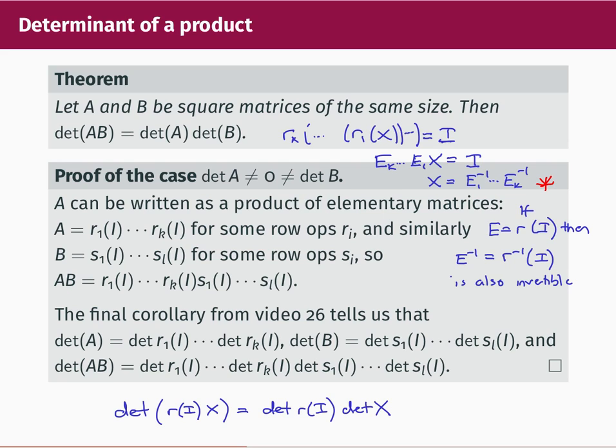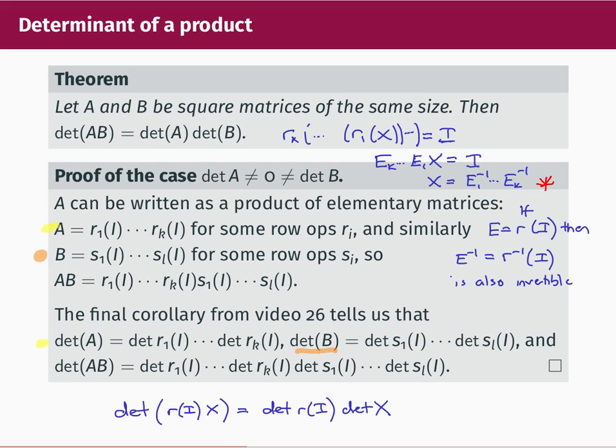So in the case that we're going to prove, being invertible, we can write A as a product of elementary matrices, like this. Then when we use the corollary K times, we get that the determinant of A is equal to the product of the determinants of the elementary matrices whose product was A. We can then do the same thing for B. If we write B as a product of elementary matrices like this, then by using the corollary from the end of video 26 L times, we'll get that the determinant of B is equal to the product of the determinants of the elementary matrices used in that product for B.